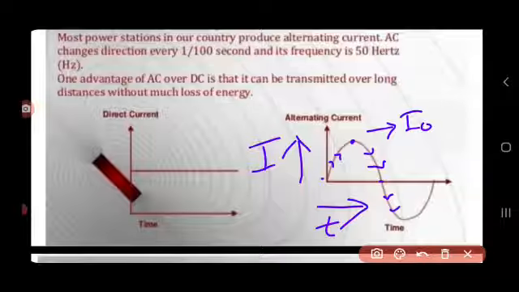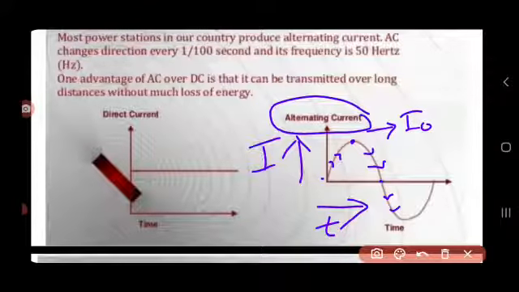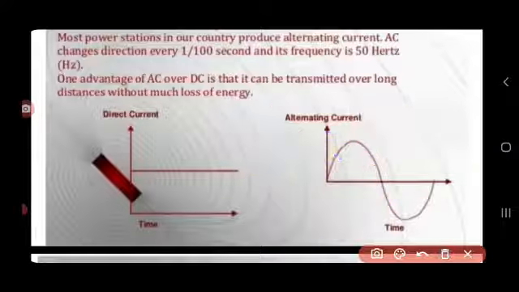And direct current, its magnitude and direction are always constant. This graph shows the direct current and this one shows the alternating current. Now, frequency of AC in India is 50 Hertz, and its time period is 1/50 second. So this is direct current and alternating current.